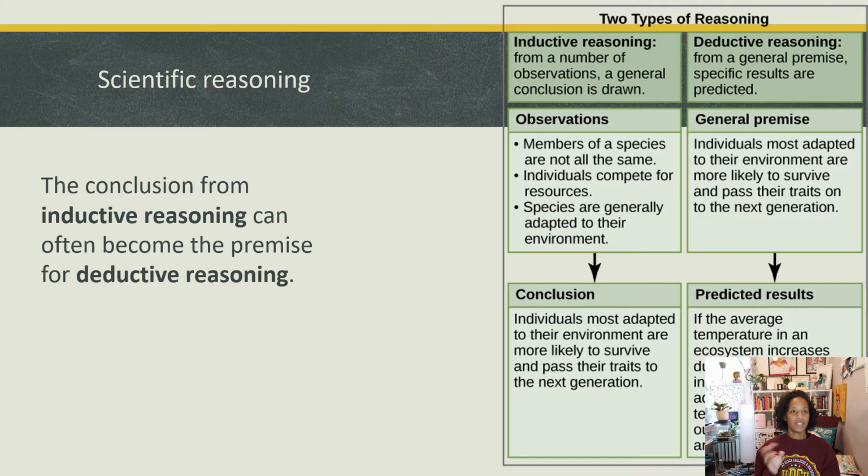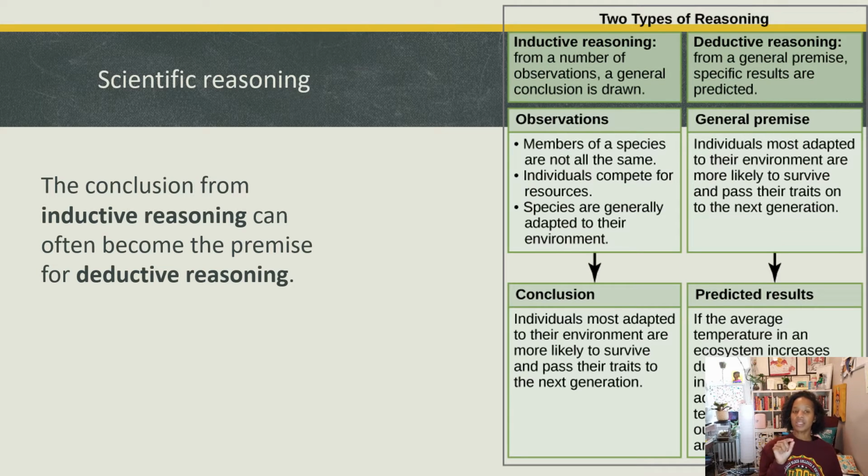Sometimes we can combine the two, and inductive reasoning can become the principle for deductive reasoning. So let's walk through the example of this slide together. We'll start off with inductive reasoning, which uses a number of observations to draw a conclusion. All right, so here our observations are: members of a species are not all the same, individuals compete for resources, and species are generally adapted to their environment. This makes me think about the pocket mouse experiment we did in genetics over fall 2. The conclusion is individuals most adapted to their environment are more likely to survive and pass their traits to the next generation. See, we made those conclusions based on these three observations.